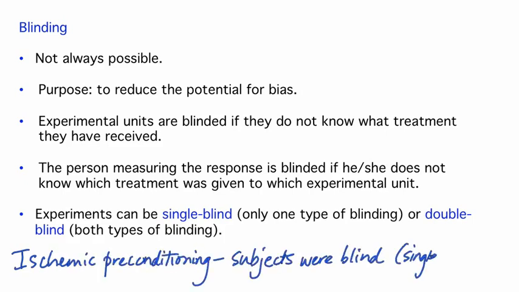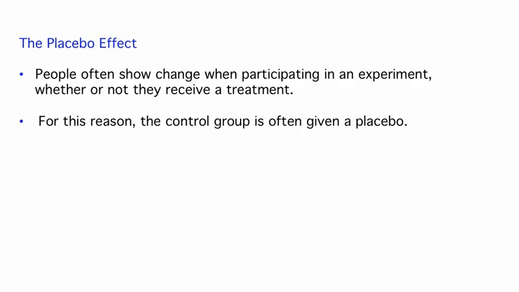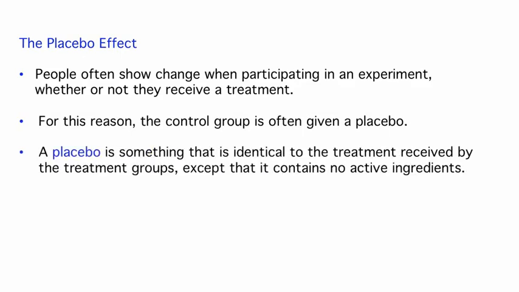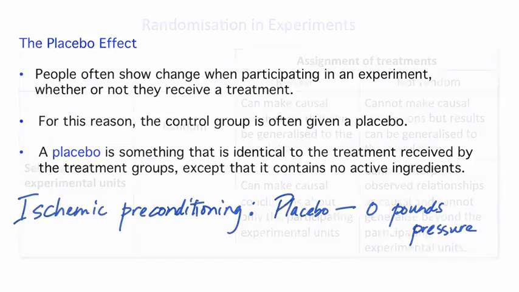Subjects did not know which treatment they received. And they used a placebo. People often show change when participating in an experiment, whether or not they receive a treatment. This is known as the placebo effect. For this reason, the control group is often given a placebo, which is something that is identical to the treatment received by the treatment groups, except that it contains no active ingredients. So the subjects aren't aware of whether or not they're receiving a treatment. In our ischemic preconditioning experiment, the placebo was the application of 0 pounds pressure to some of the experimental units.